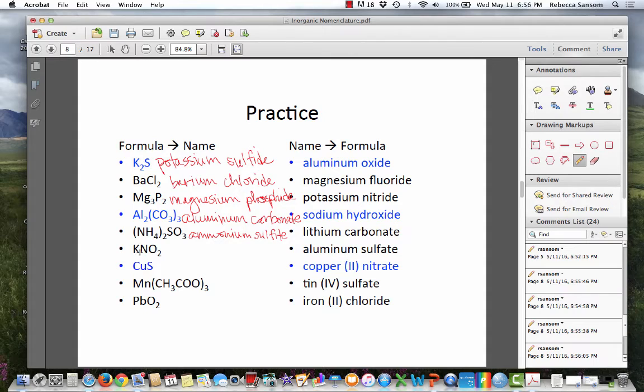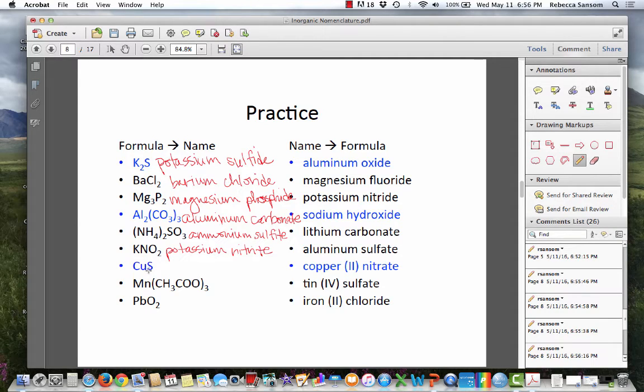I have a K, that's my potassium. And I have an NO2, I recognize that as nitrite. I have a CuS. Now I'm getting down to transition metals. Copper is a transition metal.